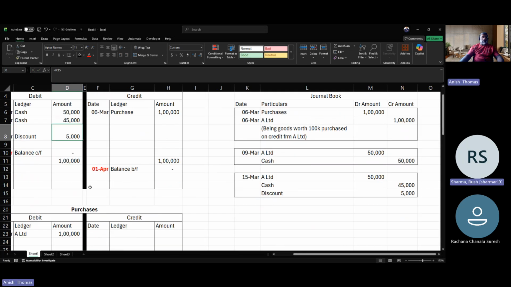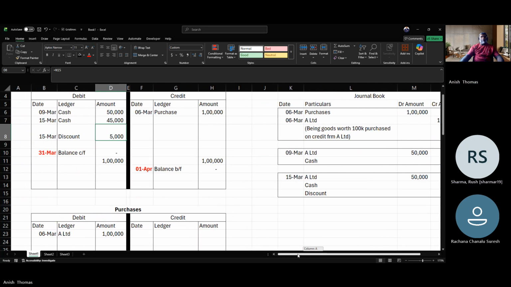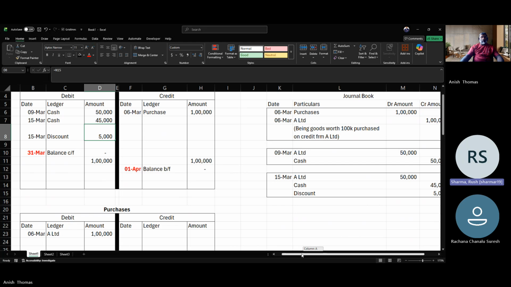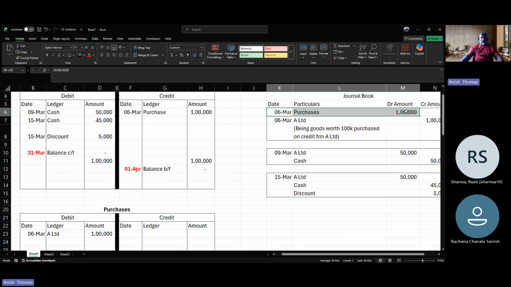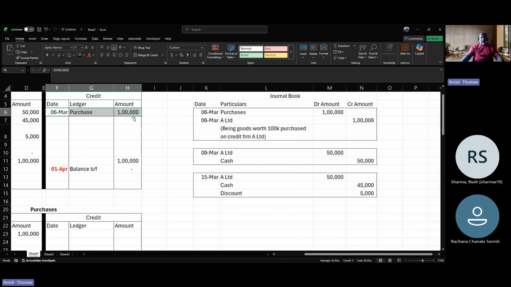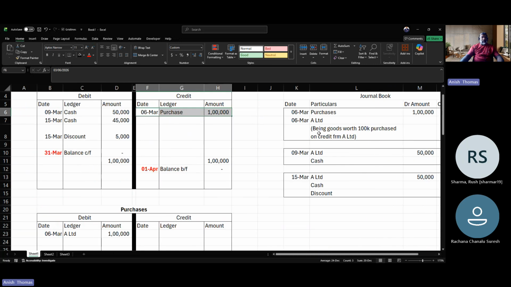I have a question. On the journal entry, we wrote credit A Limited and debit the purchase, but on the purchase account, we're putting this as debit. Yes, I'm debiting the purchase account, and I am crediting A Limited over here. So this transaction is reflected in the ledger in this way. This is the debit aspect of the transaction, and this is the credit aspect of the transaction.